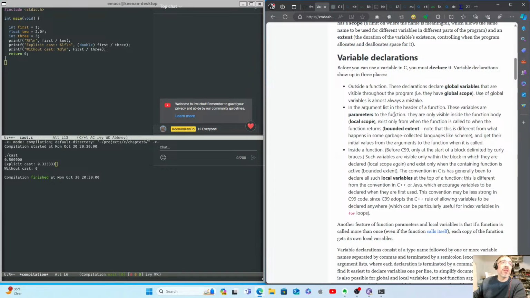Okay, let's revisit that one. In the argument list in the header of a function, these variables are parameters to the function. They are only visible inside the function body, and exist only from when the function is called to when the function returns. Bounded extent. Note that this is different from what happens in some garbage collected languages like Scheme. And they get their initial values from the arguments of the function when it's called. That makes sense. Yeah, absolutely.